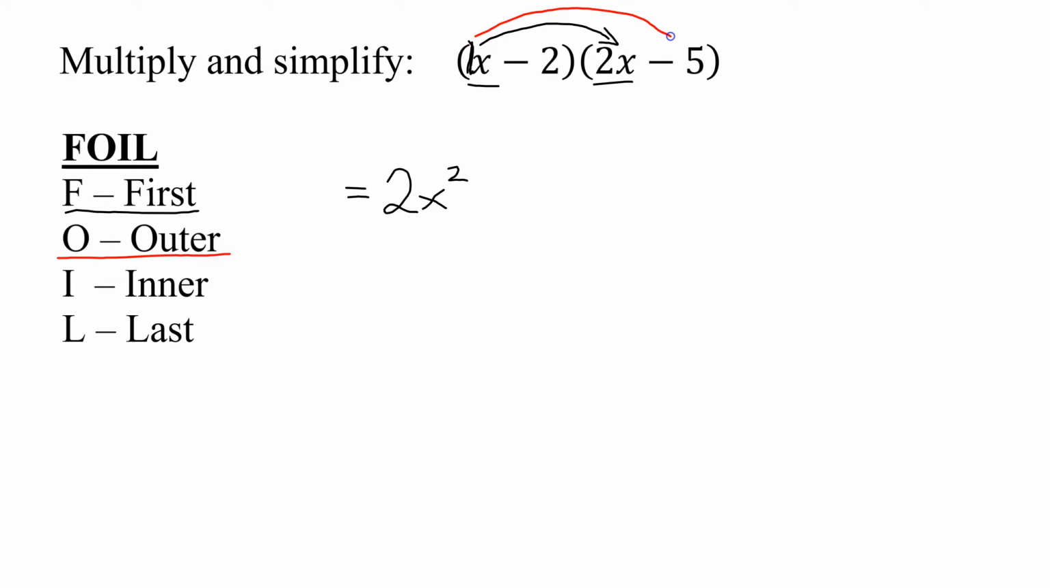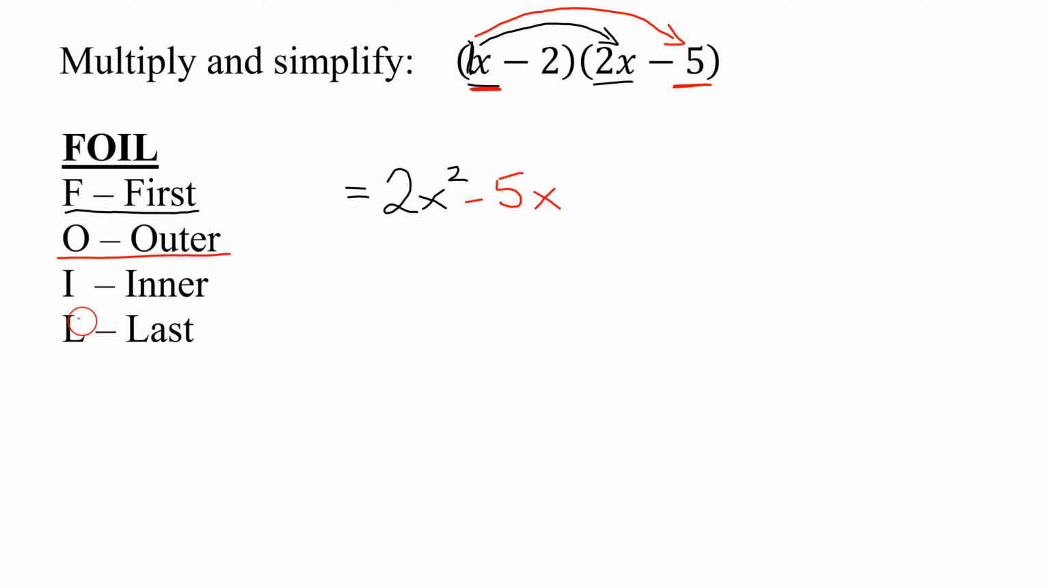Now I'm going to work on O, which is the outer terms. So the two outer terms in the two binomials. That's the x times negative 5. So what is x times negative 5? Well, 1x times negative 5 is just negative 5x.